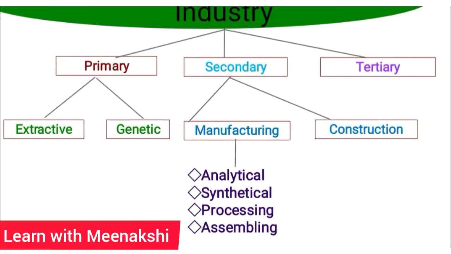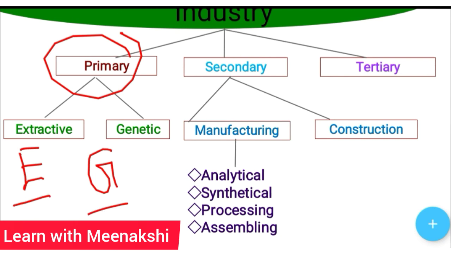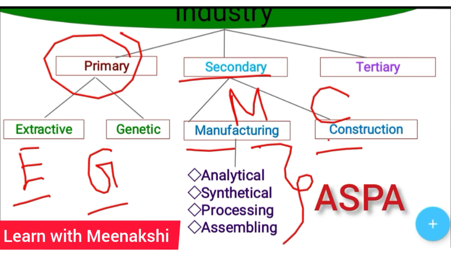Students, I hope you enjoyed the concept of industry and its classification. We shall keep a hint so that we'll never forget this classification. Under primary industry, we have extractive and genetic industry. So we shall keep it as EG. So primary industry is very easy. And secondary industry, here we have two classifications, manufacturing and construction. M for manufacturing, C for construction. So MC.